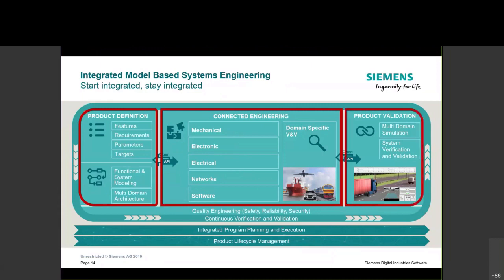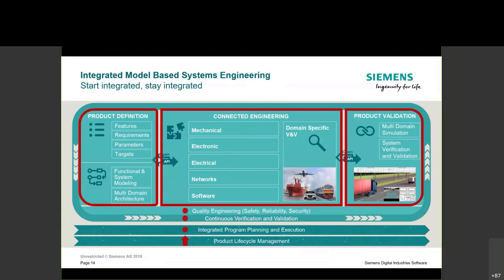On the right, product validation. And at Siemens, we have quite a lot of technology regarding virtual simulation. So we are recommending across the global industries to practice simulation very early in the product development, and I will show some examples of that.